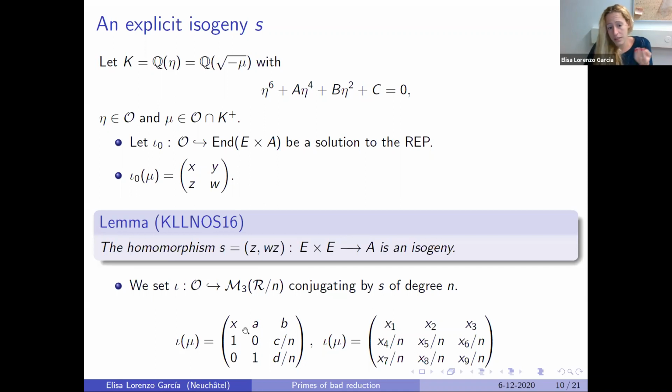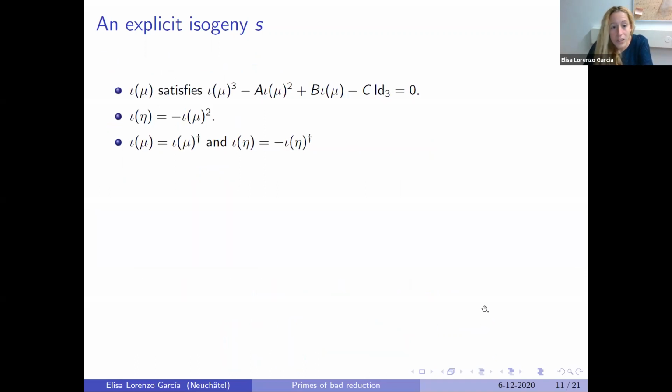So I need to find these x, a, b, c, d, x1, x2, etc. But of course, they have to satisfy some conditions. Which conditions? Well, iota of mu is a homomorphism, so it has to satisfy the equation that mu satisfies. Eta is a square root of minus mu. Here is mu and here is eta, but we have a relation like this. And then we have the condition on the Rosati involution and complex conjugation. So we get more conditions like this.